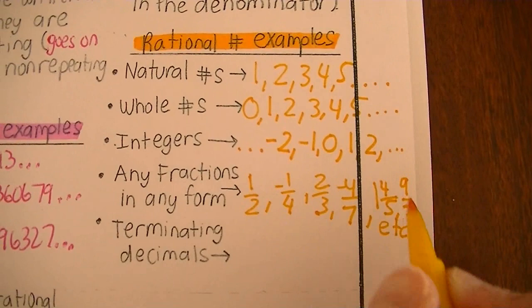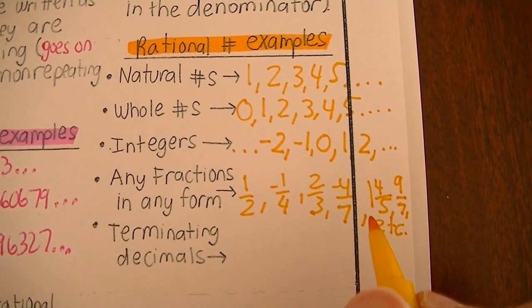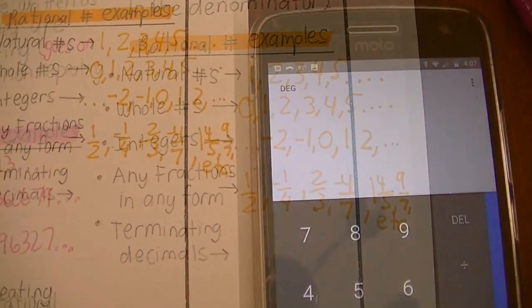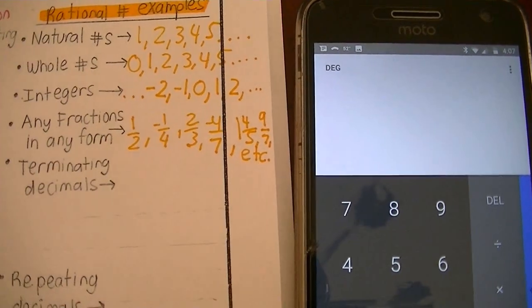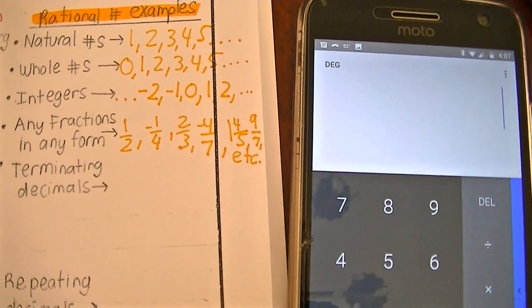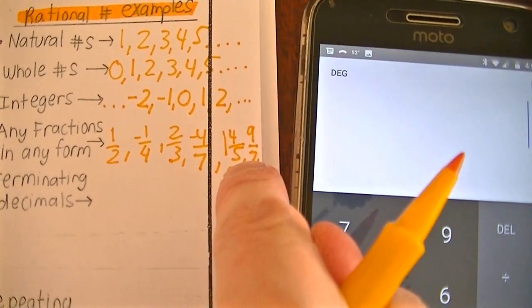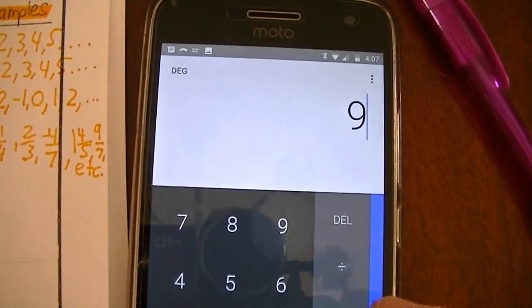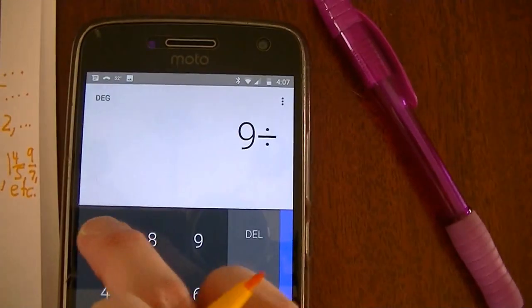So if it's already in a fraction, it's automatically a rational number. I repeat, if it's already written as a fraction, it's automatically a rational number. So I want to show you an example here. When I go 9/7, 9 divided by 7, this is what I would get to get its decimal.